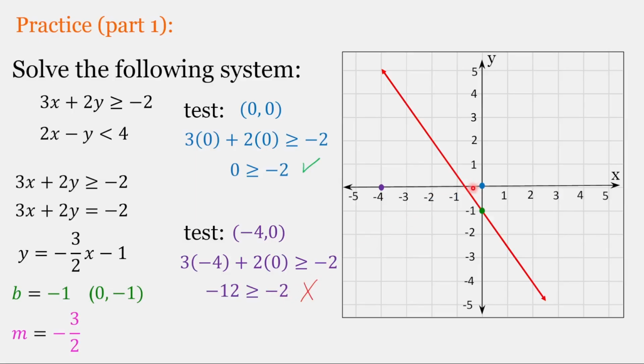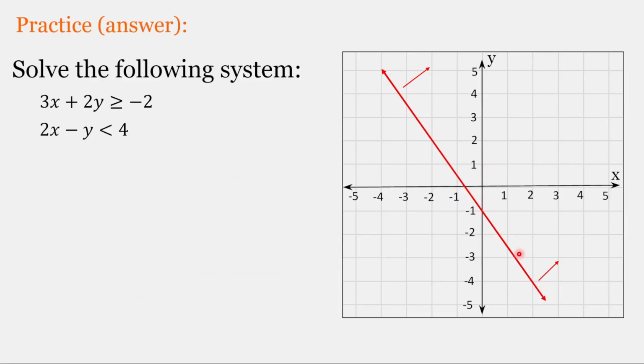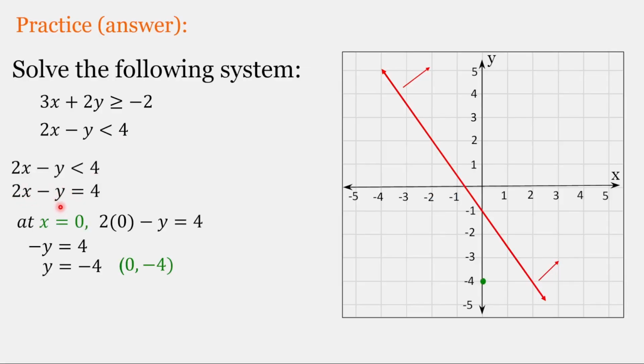So we will shade the side of the boundary line containing the origin. So we're shading up and to the right. And this is the graph of that first inequality. So let's look at the second inequality. Again, we're going to start by graphing this boundary line. And with this boundary line, I'll graph by finding both the x and y intercepts. To find the y-intercept, we set x equal to 0, giving us a y value of negative 4. Setting y equal to 0, we get an x value of 2, so the x-intercept is 2.